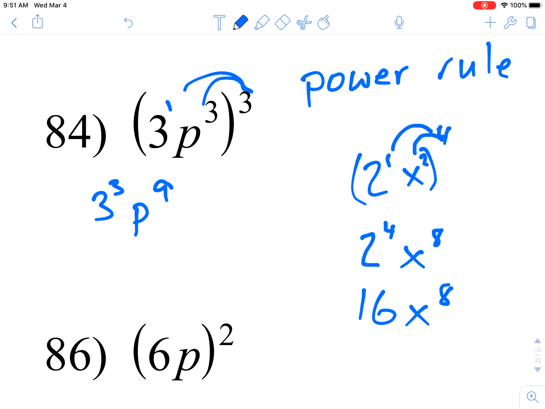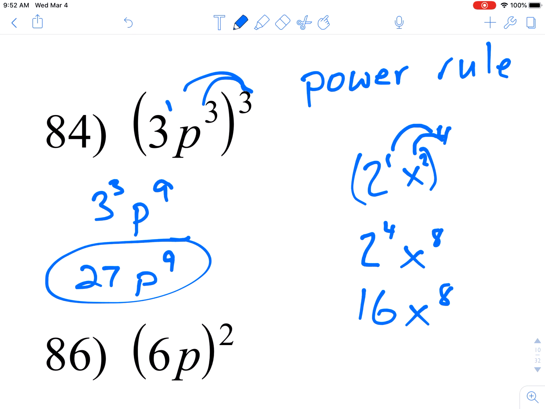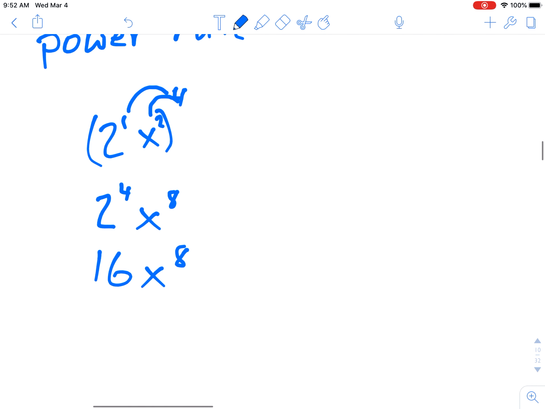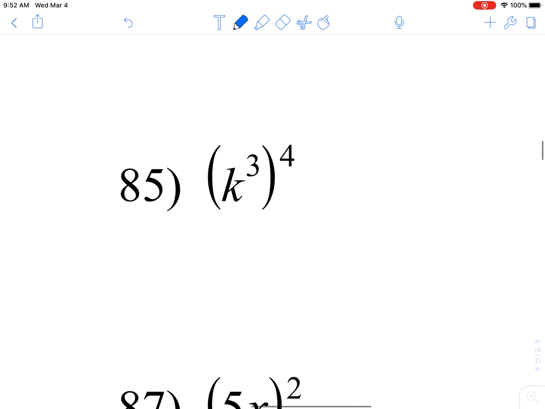However, I can do 3 to the 3rd. So 3 times 3 is 9. Times 3 again is 27. P to the 9th. And this is the answer you're looking for. Again, that's called the power rule. You multiply your exponents.